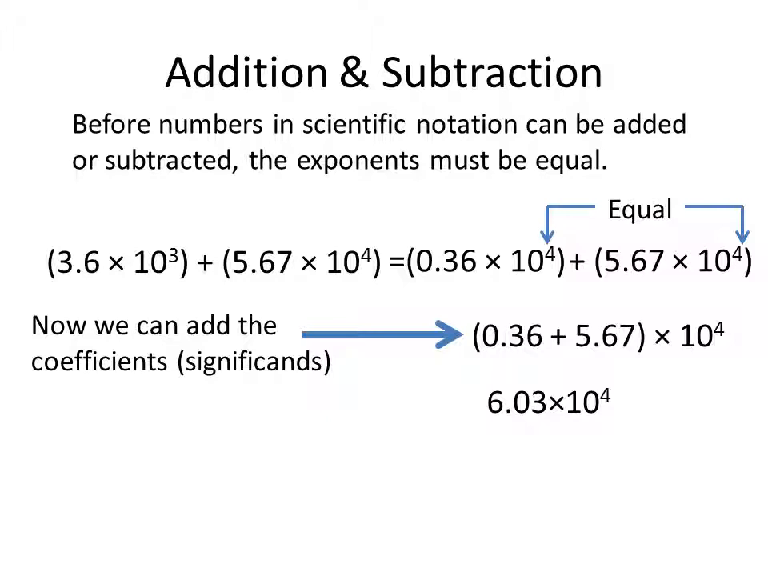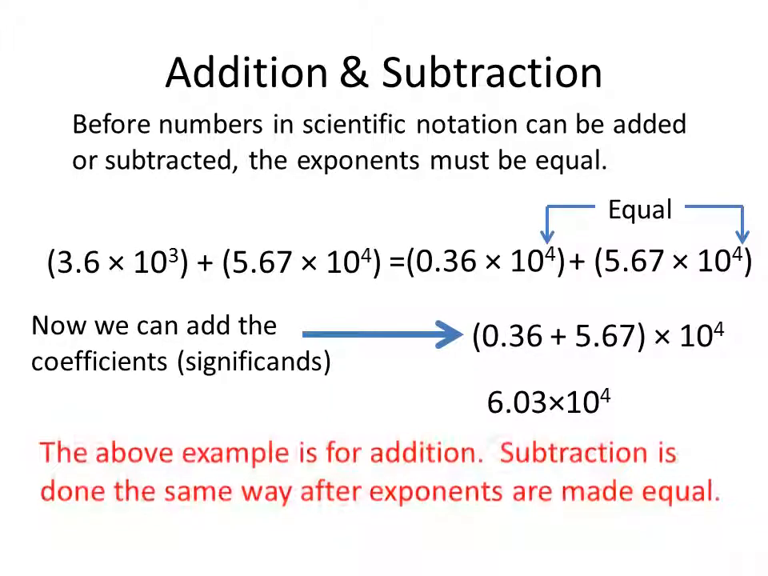Now this example was for addition. Subtraction is done the same way. You can subtract the first part of the number, the coefficients, only after you've made the exponents equal. Once they're equal, you just subtract the same way as we just added, and keep the exponents the same unless the number ends up being above 10 or below 1, in which case you have to adjust the exponent. And that's all we have.